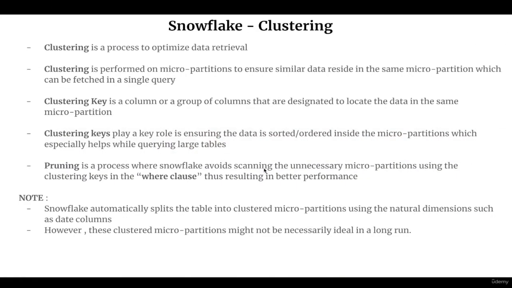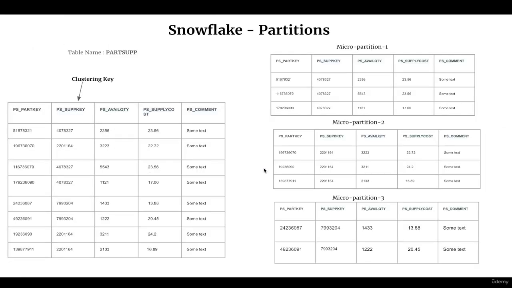Now let's go back to our slide. On the left hand side, you see the logical structure. And on the right hand side, this is the actual physical structure with micro-partitions. I've taken the sample data out of this table, and this table has been clustered using the PS_SUPPKEY column. In this sample, this column has three distinct values: 4078327, the second one is 220164, and the third is 7991.